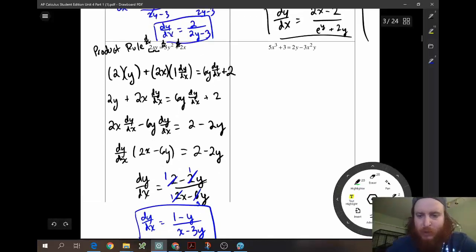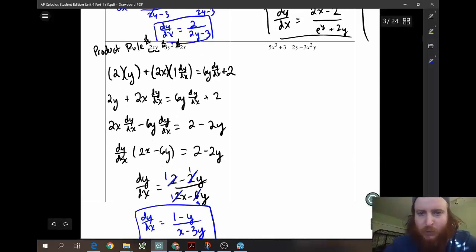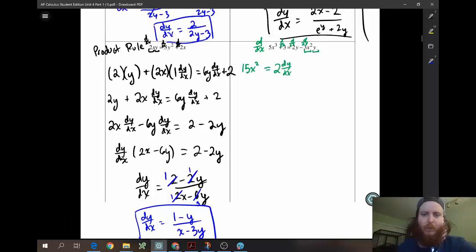Okay. Then our last one for this set, we're going to do d dx in each spot. So in this case, the derivative of 5x cubed, 15x squared. The derivative of 3 is nothing, it goes to 0. Equals 2 dy dx, and then whenever you see an x and a y together, that's going to be that product rule.